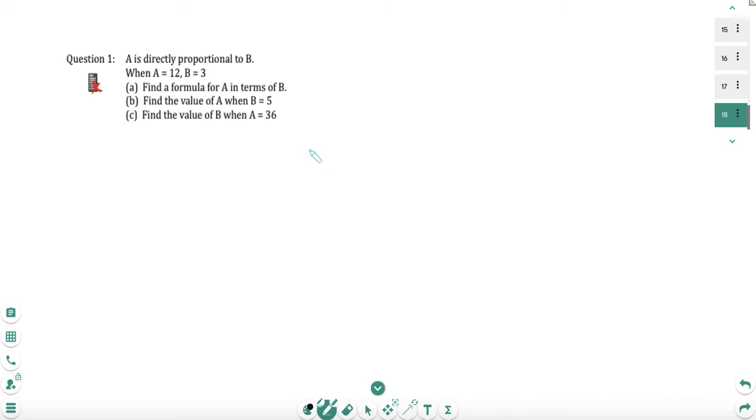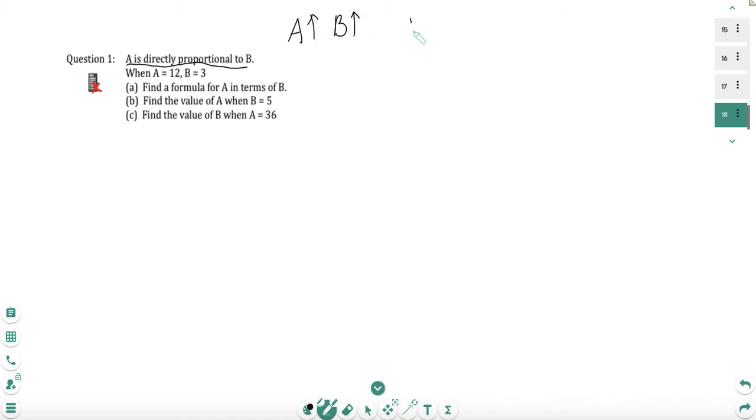Okay, question 1. A is directly proportional to B. When A is 12, B is 3. Find a formula for A in terms of B. Let's just do part A first. Find a formula for A in terms of B. Okay, let's break this down. A is directly proportional to B. Well, what did we learn earlier? If they're directly proportional, as A rises, B also rises.